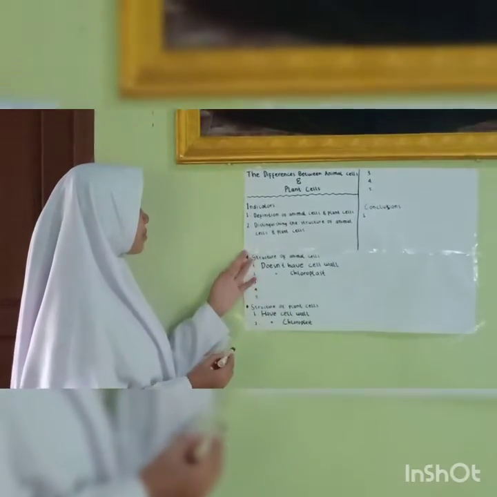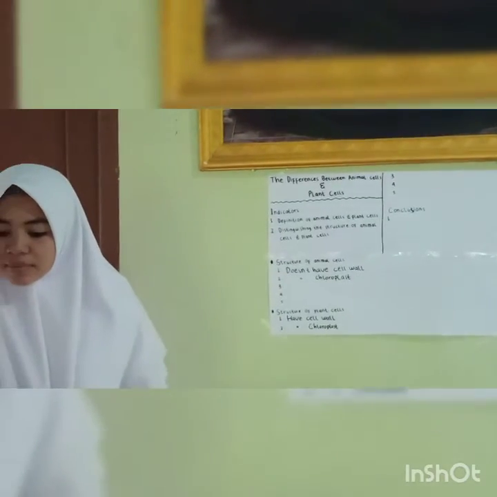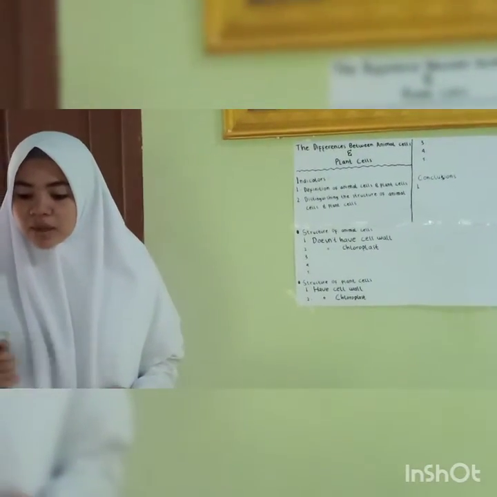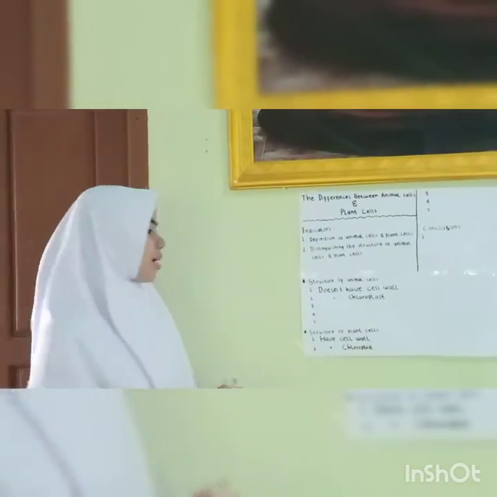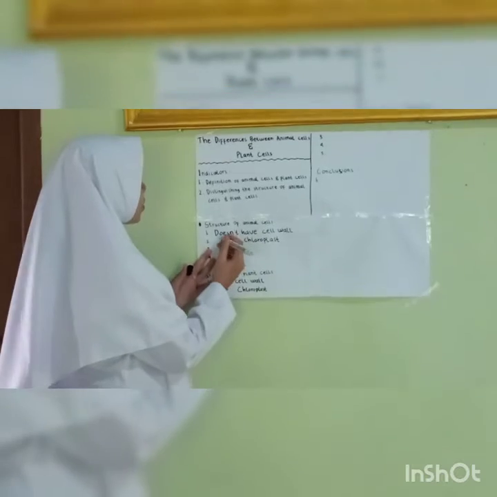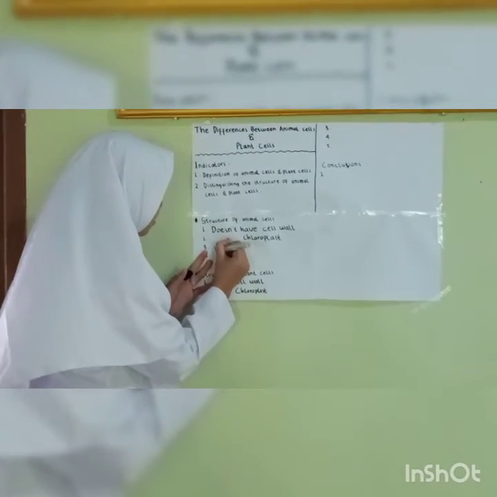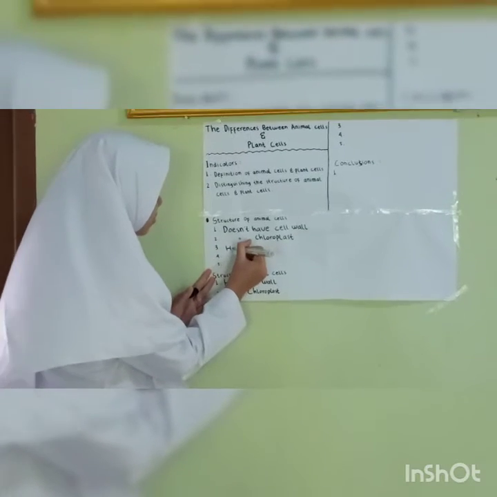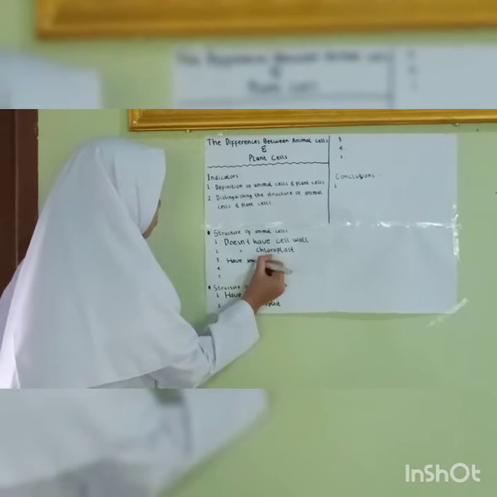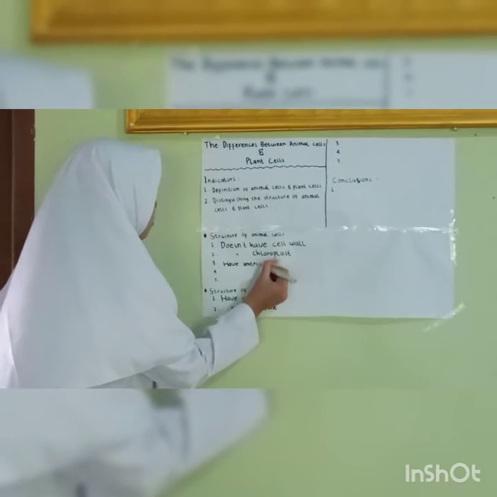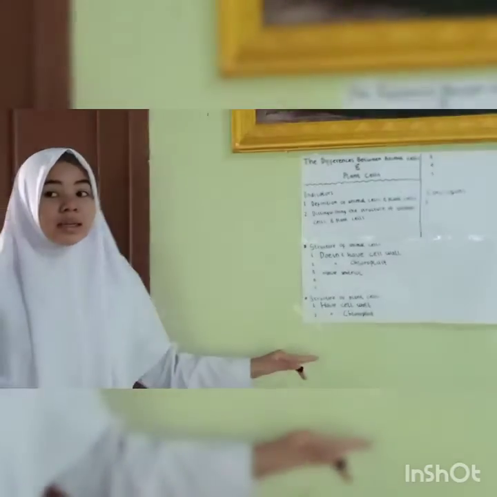Now the third, structure of animal cells. Mashita, can you mention one? Yeah. Of course. So, animal cells have centriole, but plant cell doesn't have centriole.